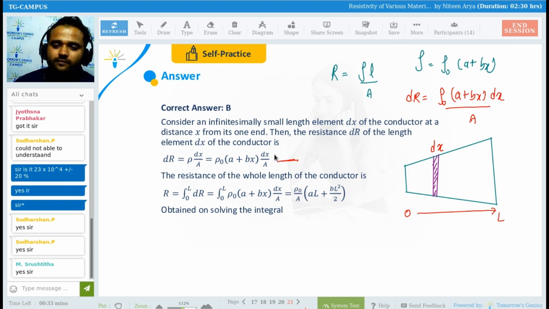And integration is very easy. So rho naught by A, because here we don't have any x, dx becomes x from 0 to L, giving L, and then bx gives bx square by 2 from 0 to L, giving bL square by 2. Simple. And this is just a maximum 40-second numerical. The moment you understand in this way, after that it is 40 seconds. Clear, everyone?